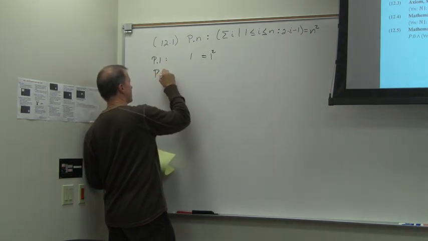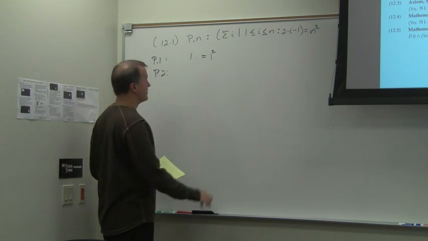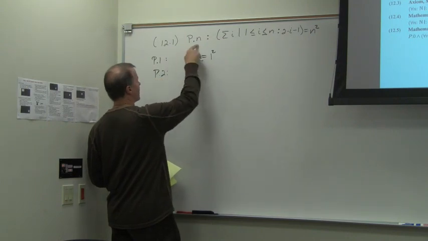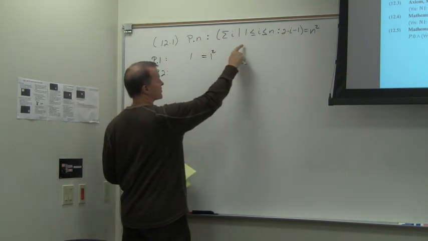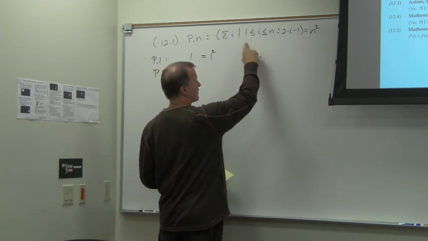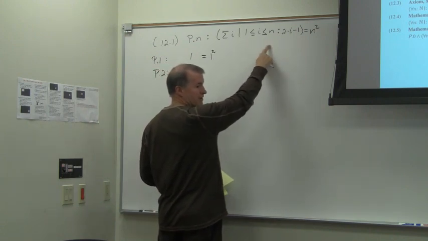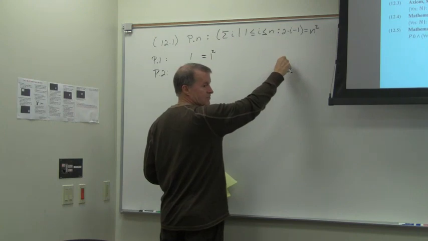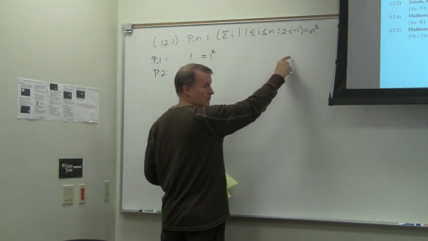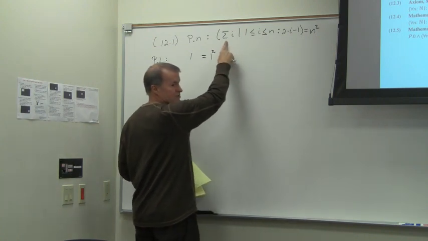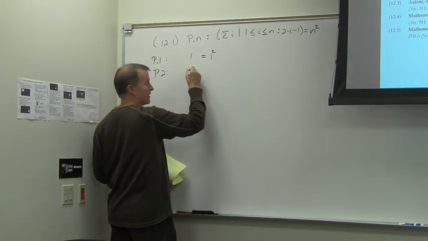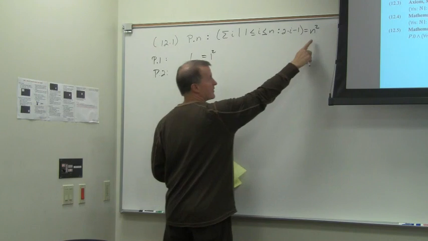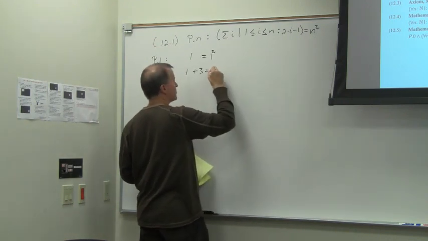Now, what is P.2? If you were to expand this out, 1 less than or equal to I less than or equal to 2. So what would the numbers for I be? 1 and 2. So what would this be? 2 times 1 minus 1, which is 1, and 2 times 2 minus 1, which is 3. And what is this operation? Add them. So 1 plus 3. And now what would you have here? 2 squared. Is that true?